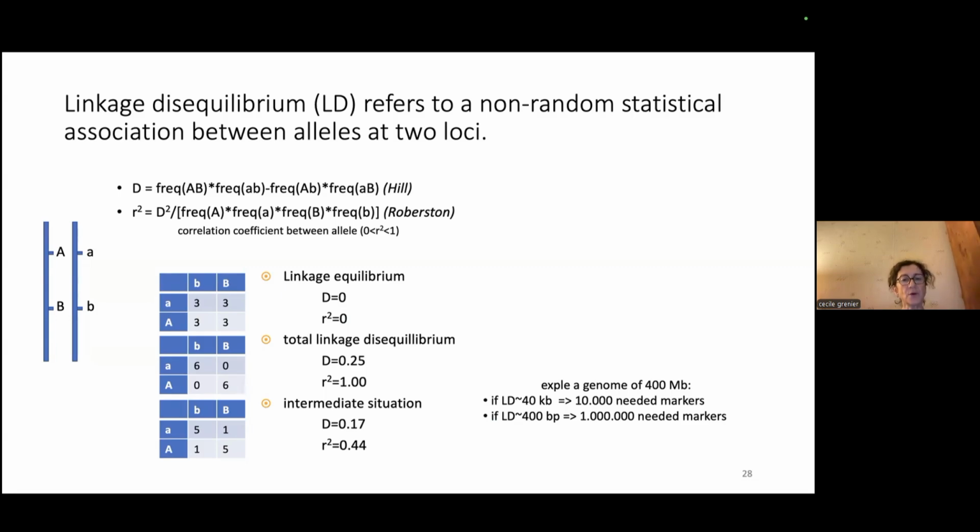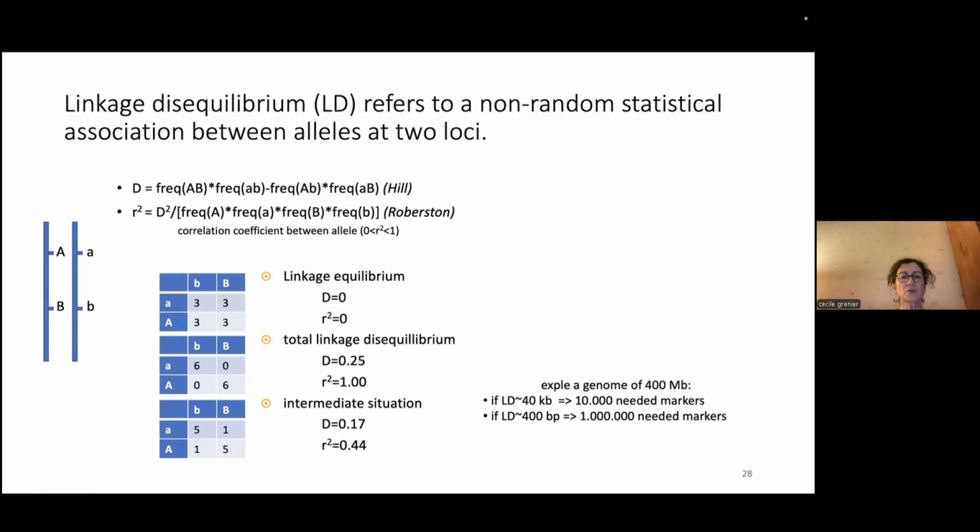If you have no linkage disequilibrium, which means you have linkage equilibrium, the alleles at the 2 loci will be segregating independently. So you have no linkage. If you have a tight linkage disequilibrium, it means that the small a and small b will always be segregating together. That means that there's a link between those 2 loci.